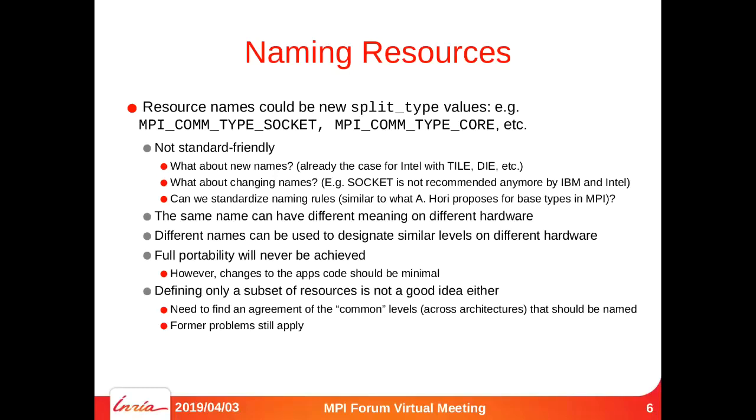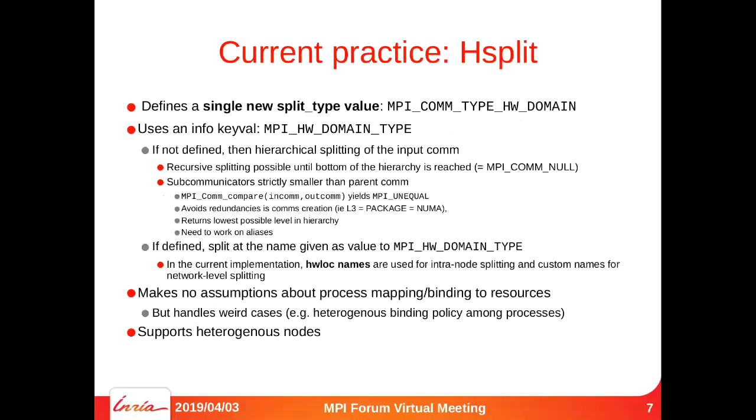However, I think that even if portability is not fully achieved, the changes that would be required to the application should be kept minimal. Also, defining only a subset of resources, for instance, defining names for resources that are common to all architectures, is not a good idea to me either. We will need to find an agreement about these common levels across architectures, and some of the above problems still apply. So what is done currently in different implementations?